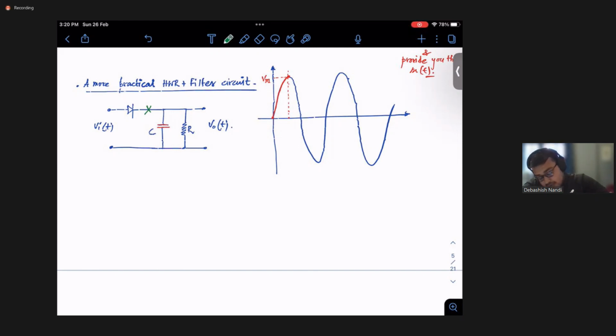Now what will happen if there is a path for the capacitor to discharge? After this, the capacitor will start to discharge, right? It will start to discharge exponentially.